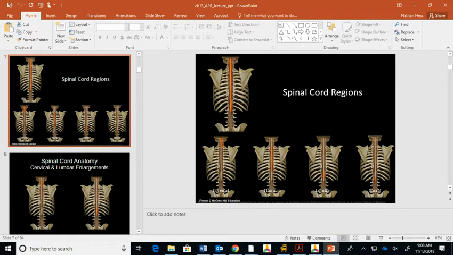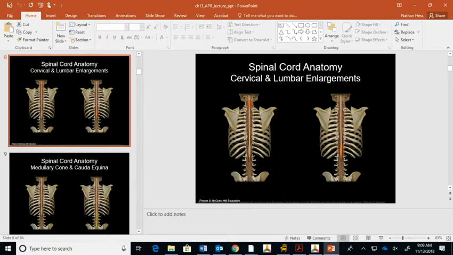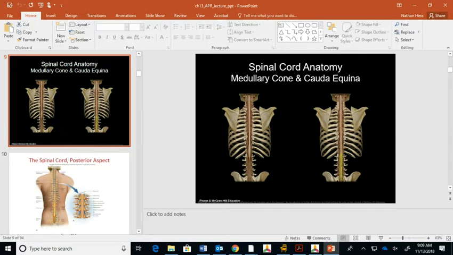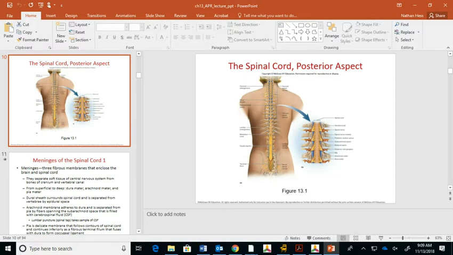Here are some pictures. You can see, running right down the middle here, the cervical, thoracic, lumbar, and sacral sections. The enlargements, the conus medullaris, or the medullary cone, and the cauda equina. And here's the picture that you have in your textbook.